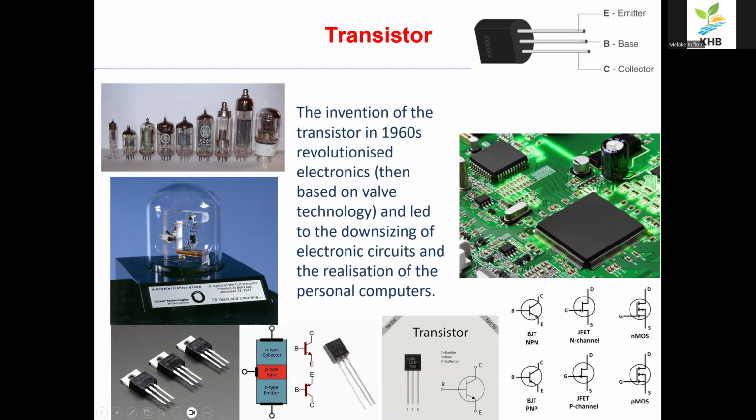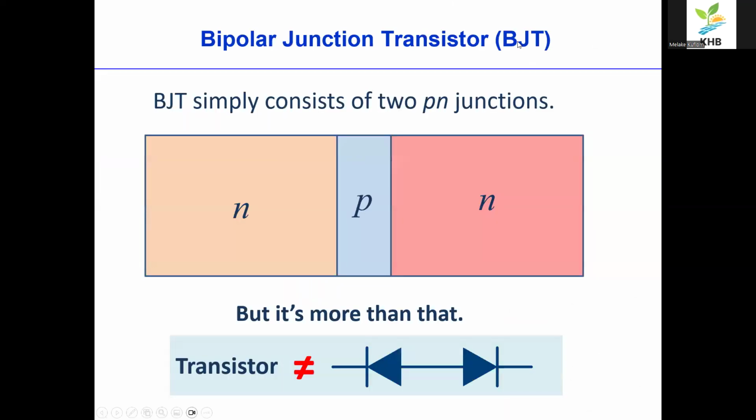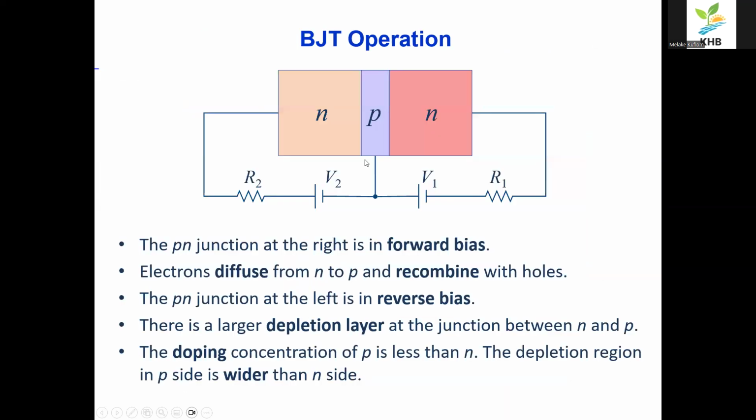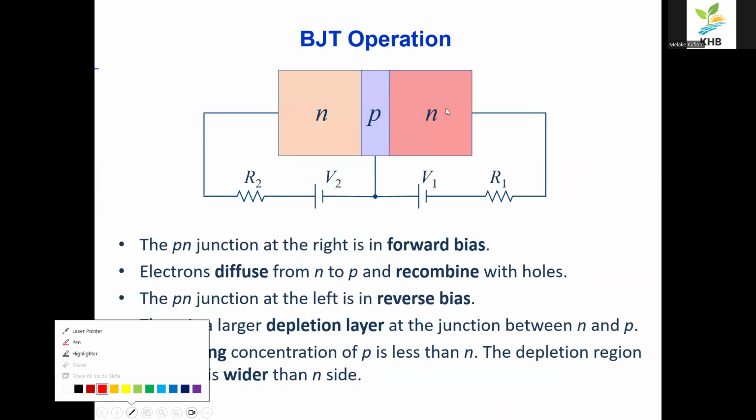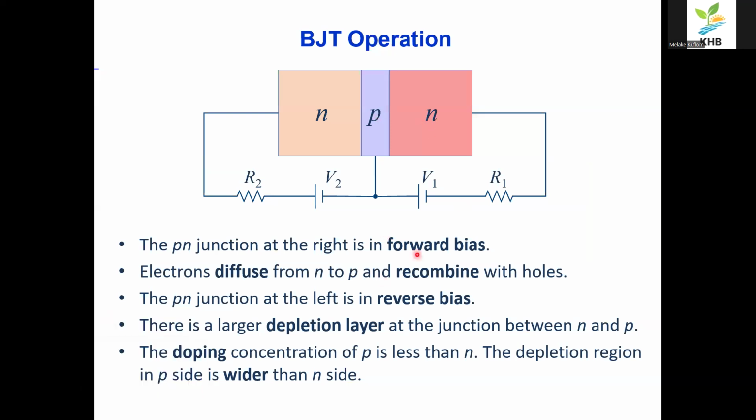Well, this transistor has been in the business world since the 1960s. As you can see, the BJT transistor simply consists of two PN junctions, okay? And the PN junction is in forward bias. So if we go to the right side, it is forward bias.